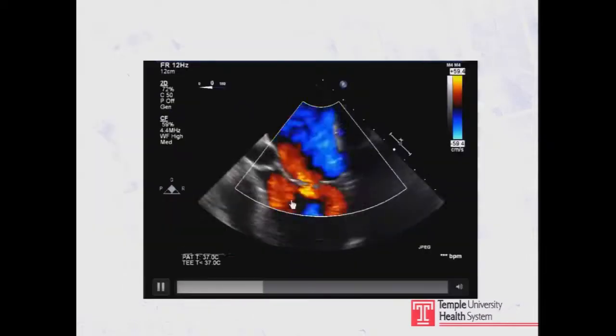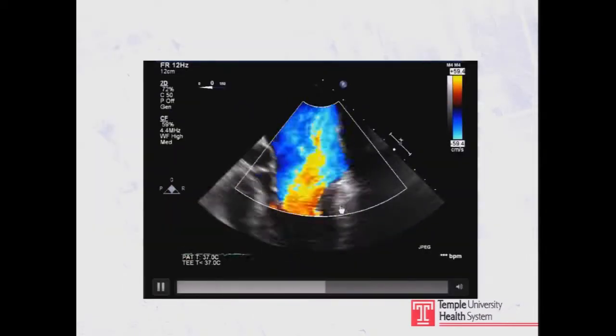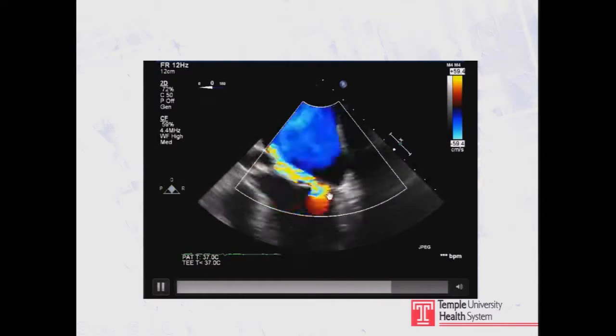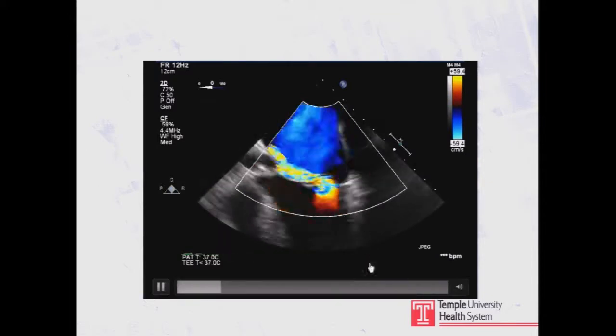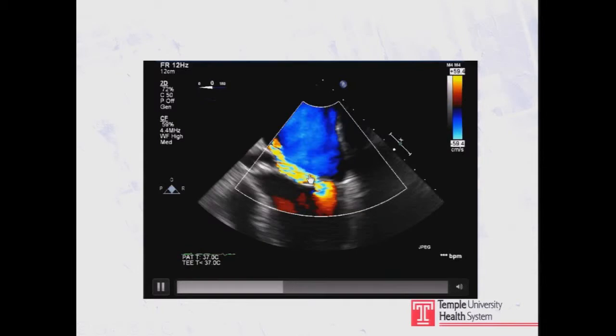You can see that it's actually even a little flail. The P2 prolapse and flail is directing severe MR anteriorly.